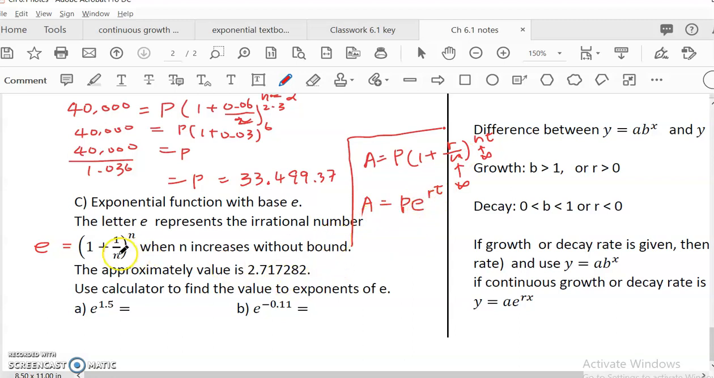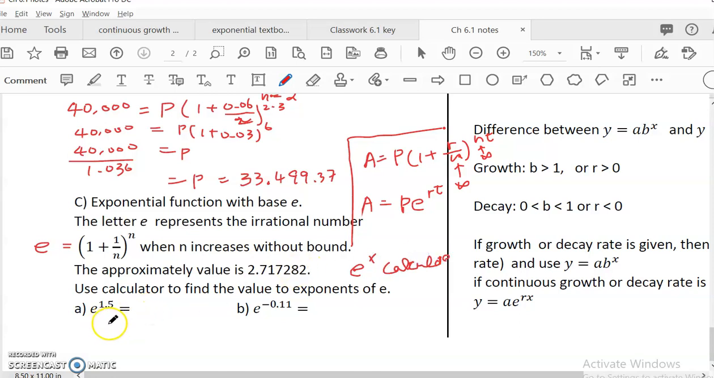And this number 1 plus 1 over n to the n, n would increase without bound, but this number approaches a value that cannot be written as a fraction. You can approximate it as 2.71828. And your calculator has an e to the x. You can calculate this number. So if you calculate e to the 1, you'll see this.